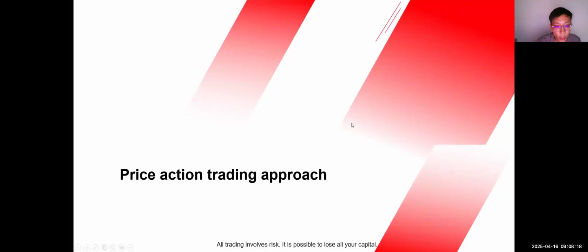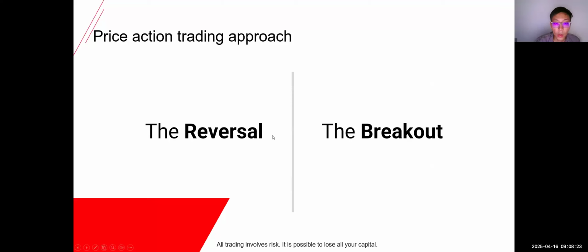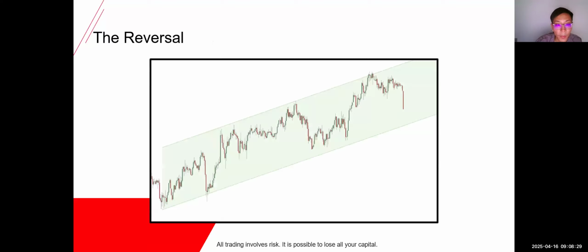Okay, next thing is the price action trading approach. We have two different things, right? We have the reversal and we also have the breakout. We will go through reversal first. So what is reversal?